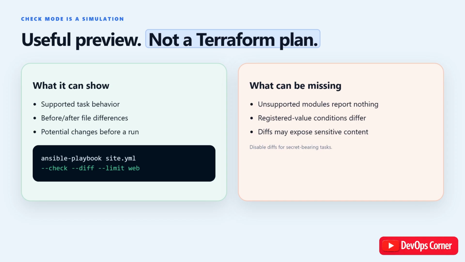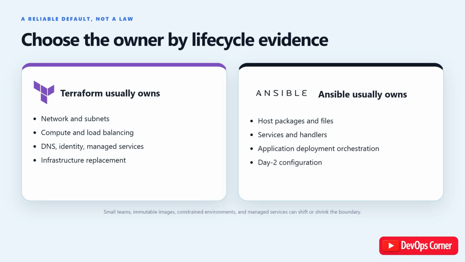And this brings us to the standard default boundary that serves as a highly reliable baseline for most environments. Terraform usually owns the long-lived cloud, network, and platform objects. Ansible usually owns the in-host packages, files, running services, and application deployment orchestration. Now sure, a very small team, an immutable image design, or a heavily managed service architecture might shift or shrink this line. But as a pragmatic starting point, this default represents a remarkably stable design for separating your concerns.